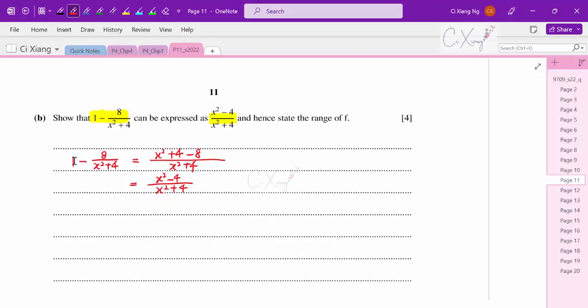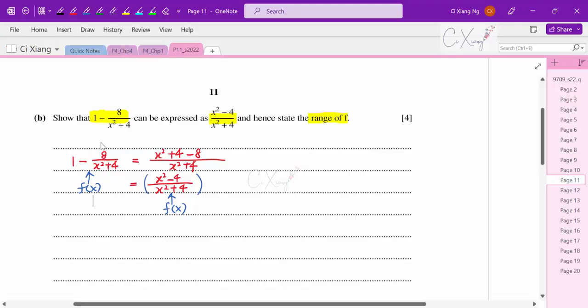Okay, and actually they want us to state the range of f. Alright, so basically we know that this is the f(x), which means this is also the f(x) as well. So when they ask us to express the first equation equals the second equation, basically, if they want us to find the range, you need to use the result that they give us. So it will be more convenient if I use this function to find out the range of f.